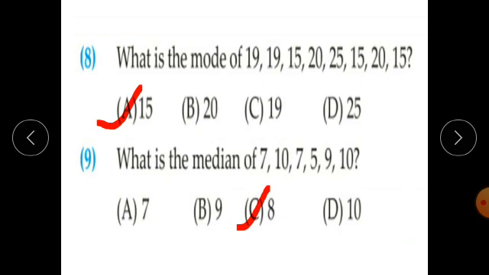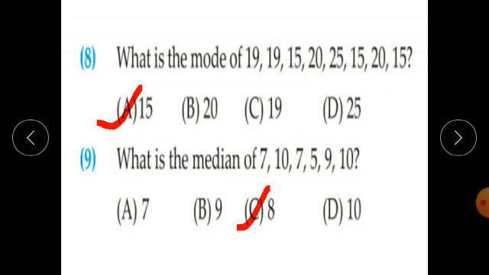Students, 6th and 7th sub questions are for self study. Now 8th sub question. What is the mode of 19, 19, 15, 20, 25, 15, 20, 15? First option is given 15, second option is given 20, third option is given 19 and fourth option is given 25. So in these observations, 15 occurs maximum number of times. Therefore, mode is 15. So A option is correct, 15.